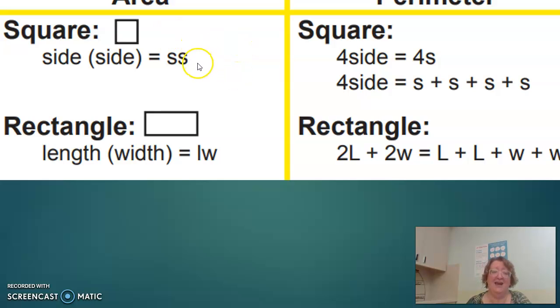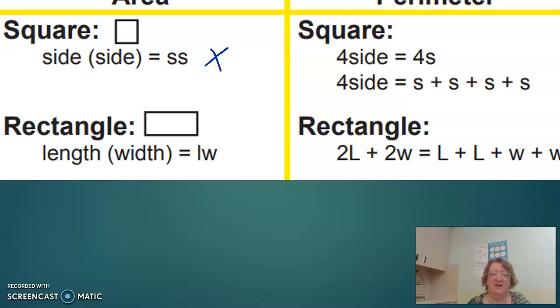But now with the area of a square, who can remind me what letters being next to each other mean? What process are we using if letters are next to each other? We are using multiplication. Okay? We are going to use multiplication. Just like here, 2L was times, 2W is times when they're next to each other. So we're going to do side times side.